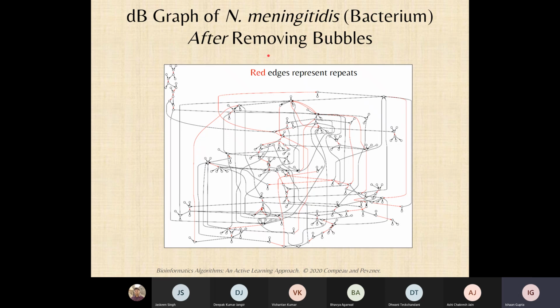So this is a bacterium, N. meningitidis. After removing the small bubbles, you essentially see that there are still some repeat paths in red, which are repeating, but they represent what are called repeats rather than sequencing errors. Here you see that a lot of these paths actually have these kinds of hairs coming out, right? Just these orphan nodes which are sticking out.